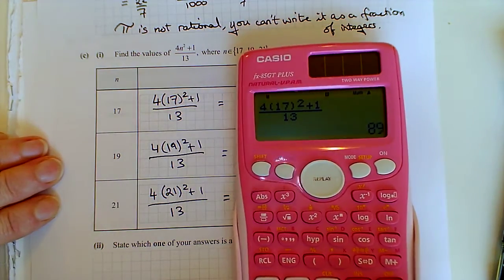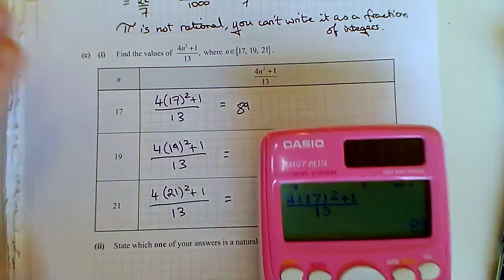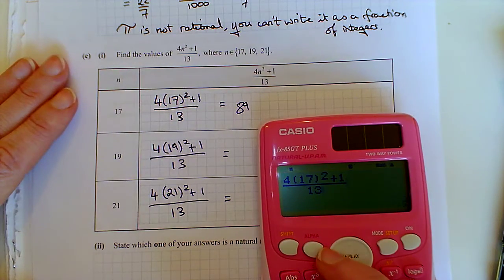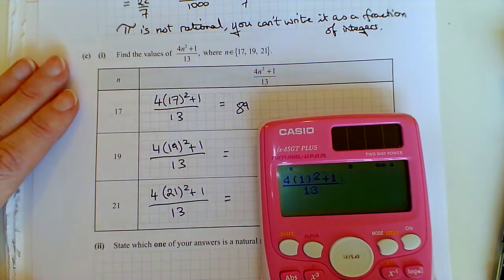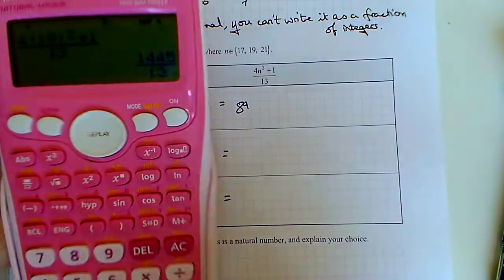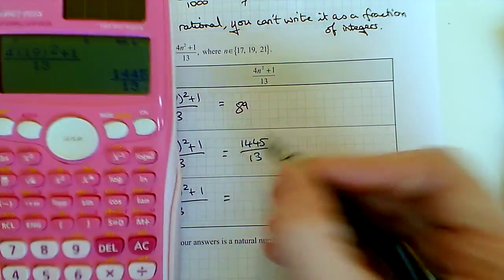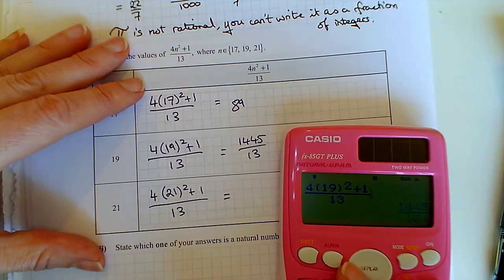So I get 89. And the great thing about typing it into my calculator is I can come back using the arrows and delete that 17 and change it to 19 and save myself some time. So here I get 1445 over 13, and 21.